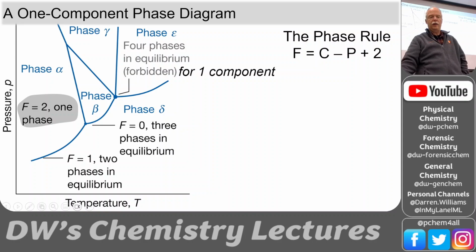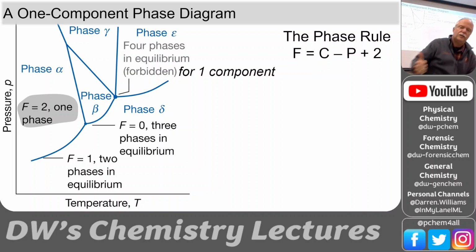So let's look at an example here. Here's phase alpha, beta, gamma, epsilon, delta, and the phase rule shows that this point right here is forbidden for a single component. It's not forbidden for multiple components, but for a single component it is forbidden. And so what this would tell us is we're trying to map out a phase diagram and our data points are going along for all these equilibrium lines. And it looks like all 4 of these data trends are going to intersect in a single point. We know from the phase rule that it's not.